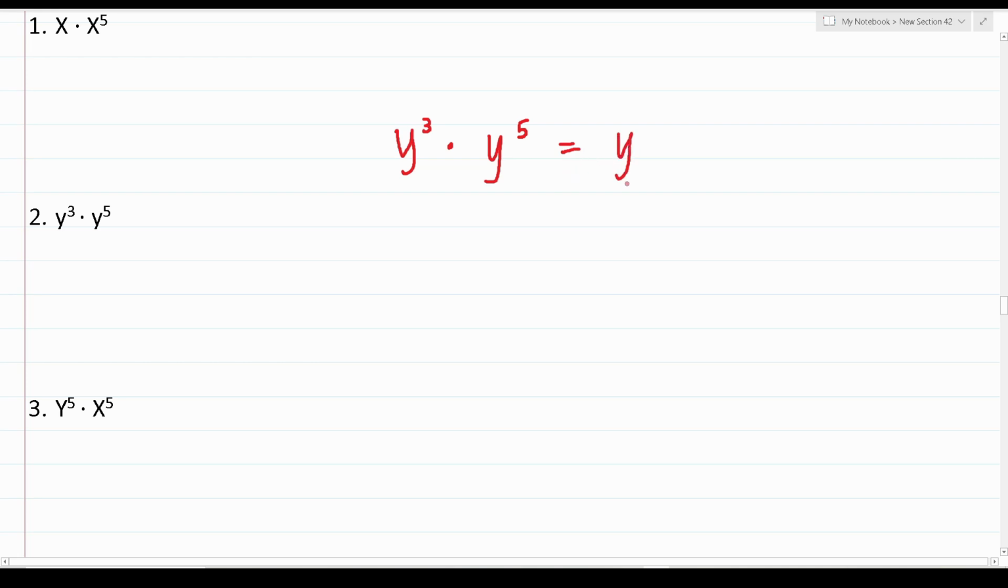We're going to keep a base of y, and then we're simply going to add the exponents together. So this is going to become 3 plus 5. And of course, 3 plus 5 is just 8. So in other words, y to the third times y to the fifth is y to the eighth.